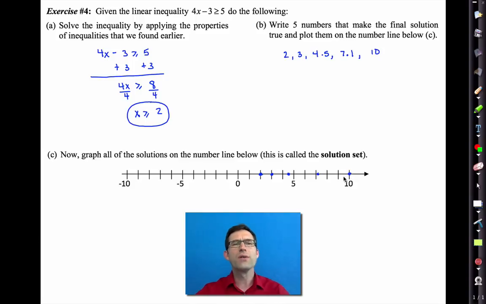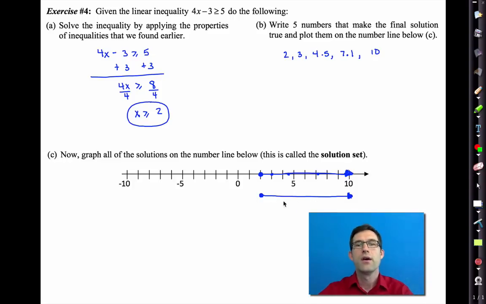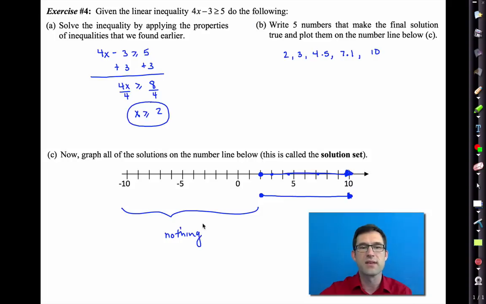And it says graph all solutions to the number line below. This is called the solution set. Well, our solution set starts at 2, and every number greater than 2 should get shaded. Some students don't like that, so they'll put the shading down here. I don't have any issue with that, but you never know, so you might want to ask your teacher if it's okay. All numbers from 2 and above solve this. Notice that nothing down here is colored, because those would all be numbers that were less than 2.